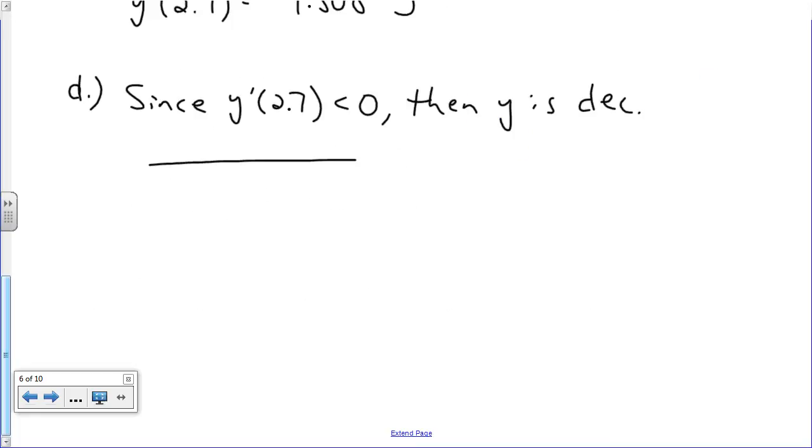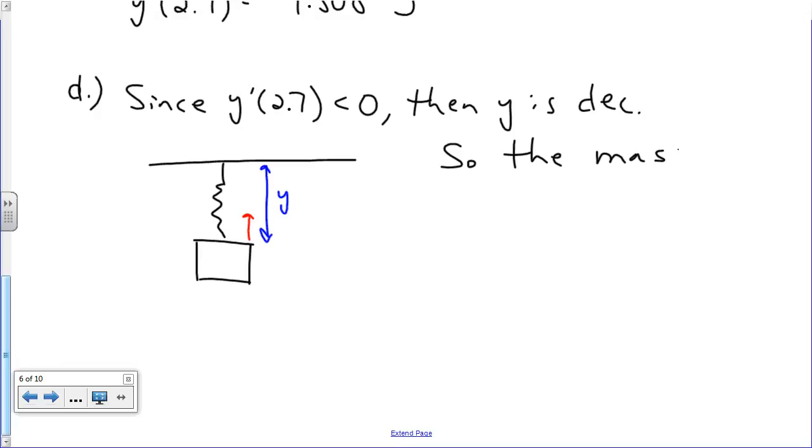So I'm going to just kind of roughly sketch this picture that they gave you in the book. You have this spring hanging from the ceiling attached to this mass here. And they said that we're measuring y as this distance right here, the distance from the ceiling. So if y is decreasing, that means y is getting smaller and smaller. So that means this distance y is getting smaller and smaller, which means the mass must be moving up. So the mass is moving up.